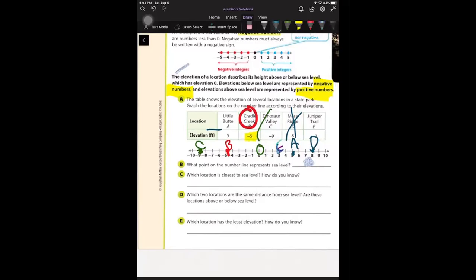Which location is the closest to sea level, and how do you know? So now what we need to do is clean that up. Just erase some of that. All right. Okay, so now let's get the numbers. Right over here, let's highlight them. So we highlighted our numbers. Which one of those numbers are closer to 0? Because remember, sea level is an elevation of 0. So which elevation from the locations are closer to 0?